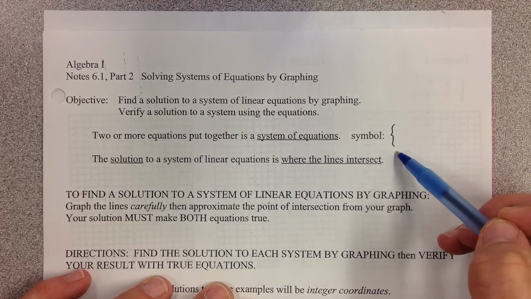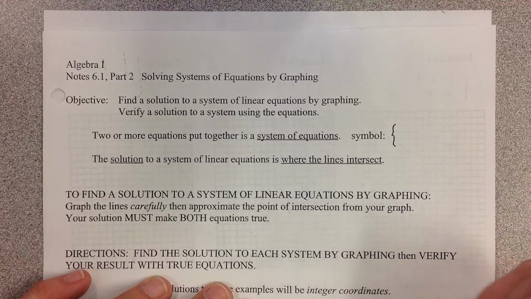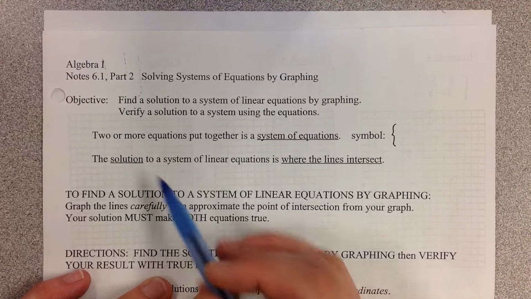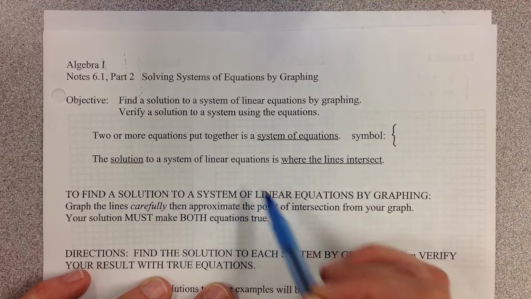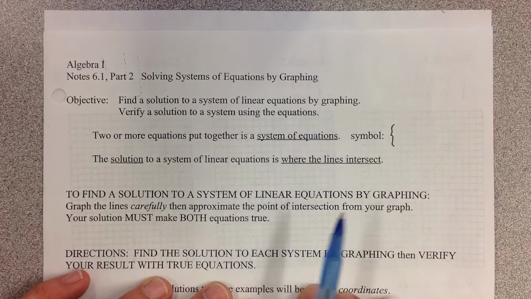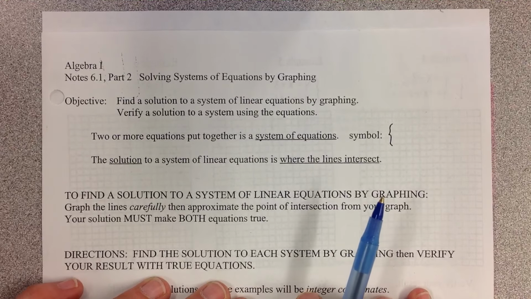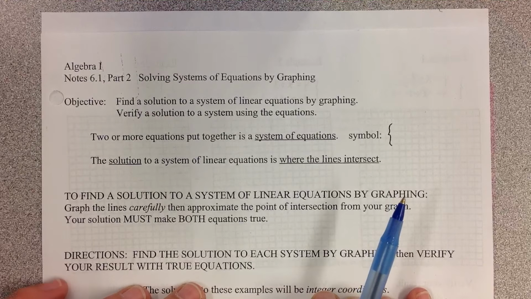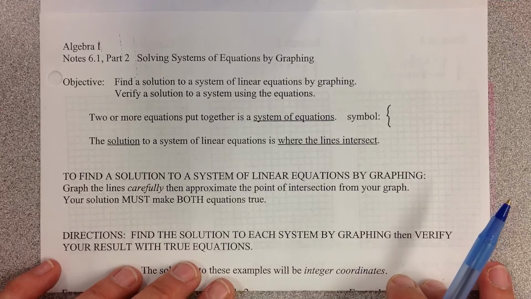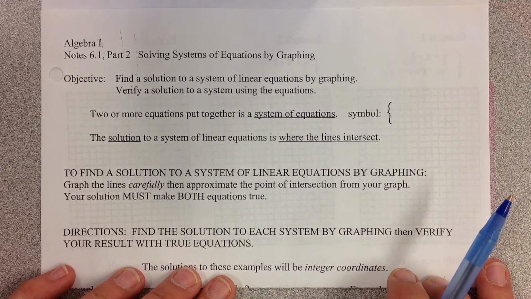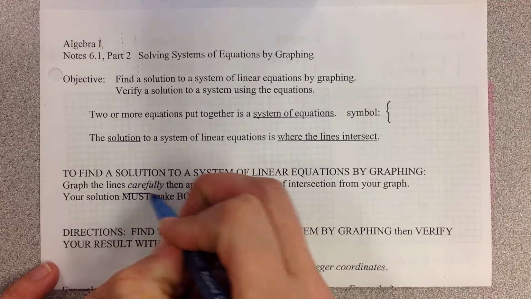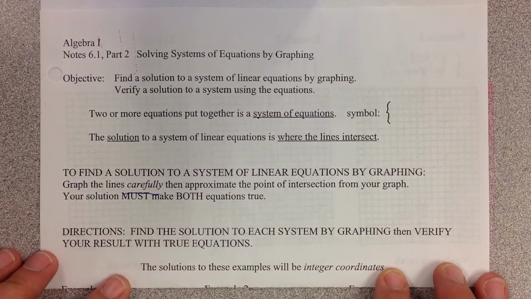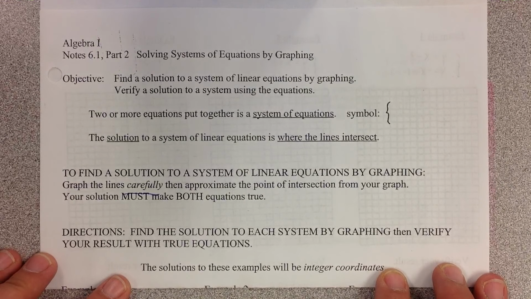The symbol is this brace here to signify you have a system of equations, or basically the equations of two lines. The solution to a system of linear equations is where the lines intersect. That means that point will make both of the linear equations true, and it is part of both lines. So to find a solution by graphing, you graph the lines carefully, then approximate the point of intersection from your graph. Your solution must make both equations true.